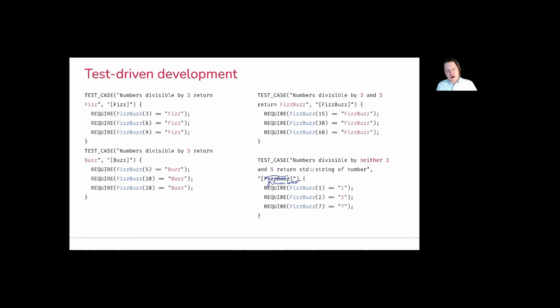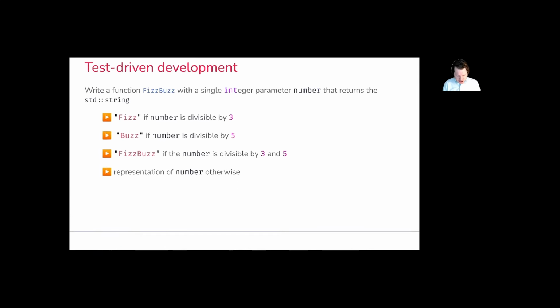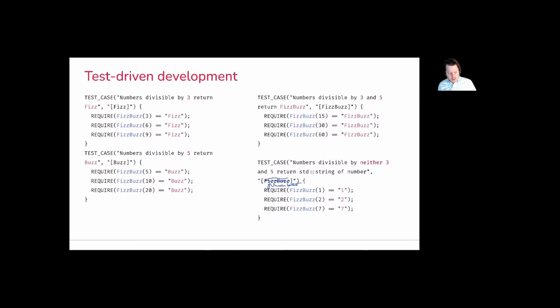If we look here, I have some input and output mappings, which I calculated by hand. I walked through the problem to ensure that I got it correct. So fizz buzz of 3: when I invoke this function with the argument of 3, I expect the output to be fizz. I'm requiring fizz buzz of 3 to evaluate to fizz. Likewise for 6, likewise for 9.